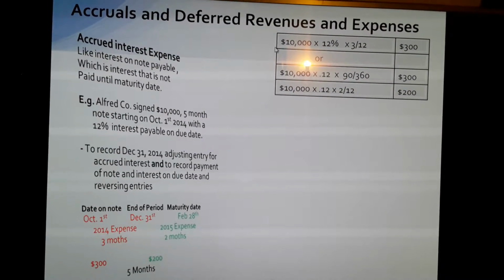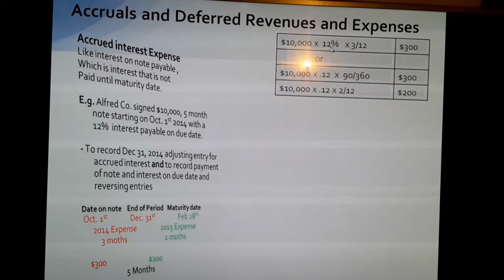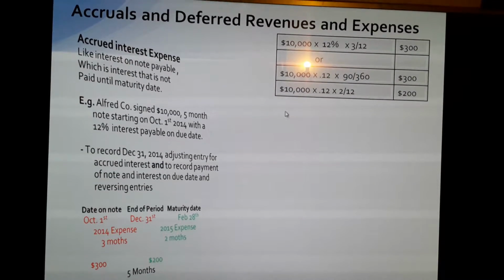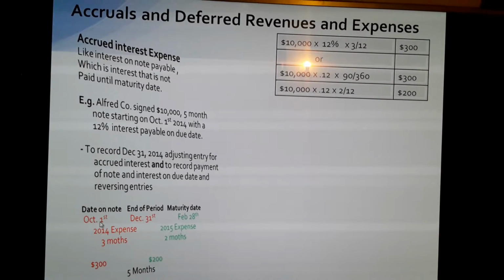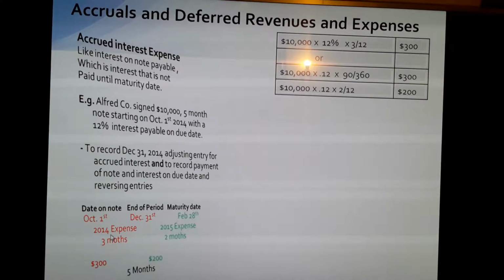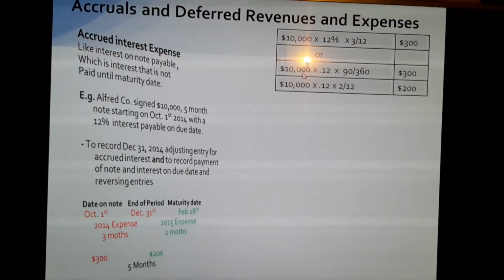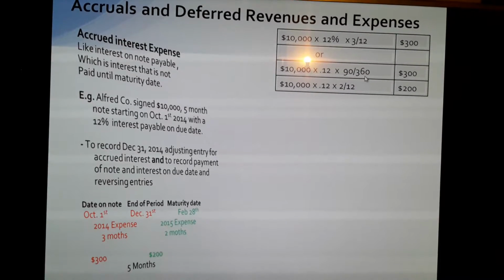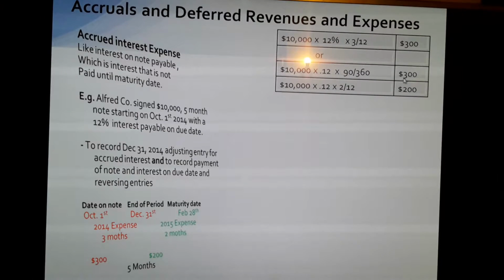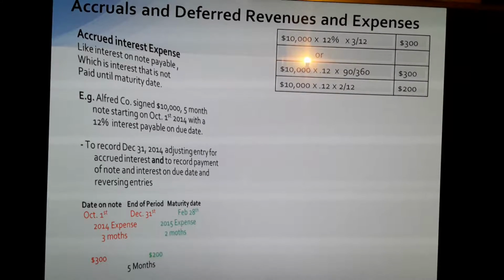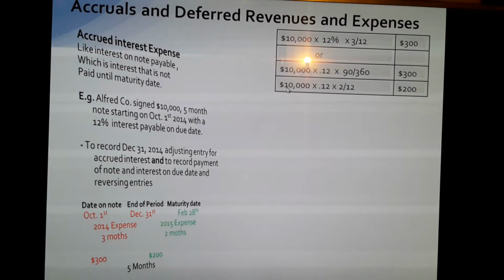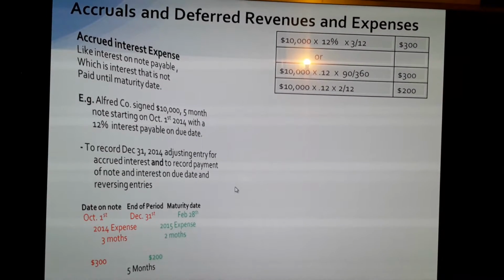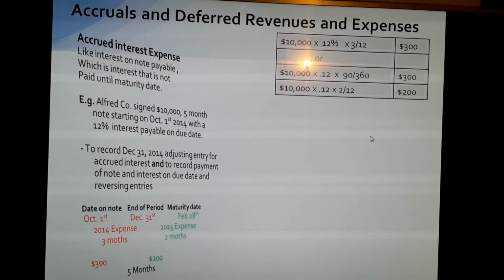We take the $10,000 times the 12% times 3 months. The 3 months is from October 1st to December 2014, which is 3 months. So this gives us $300. Another way to calculate that is 10,000 times 12% as a fraction, times 90 days divided by 360. The 360 is the bankers' year, so it gives you 300. And this is from January 1st to February 28th. So this is the following one.